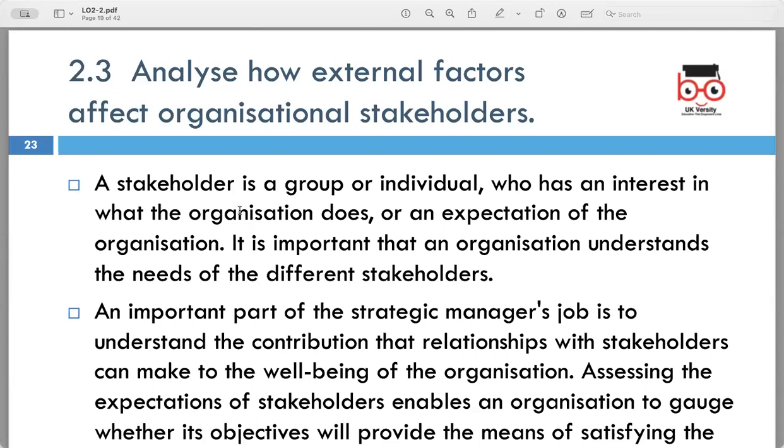In order for an organization to determine whether or not its goals will be able to meet the requirements of the various stakeholders, it is necessary for businesses to conduct an essential assessment of the expectations of this group. When it comes to establishing a strategy for a company, doing a stakeholder analysis is an essential component.